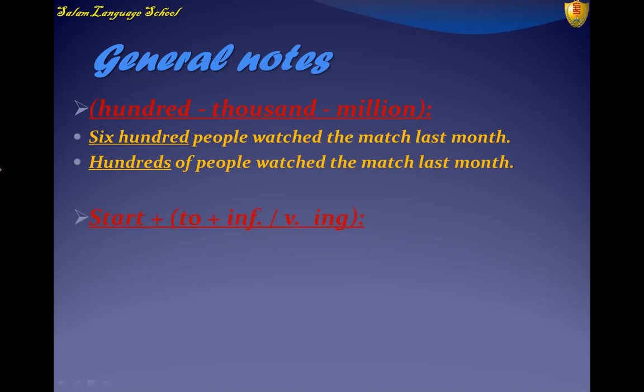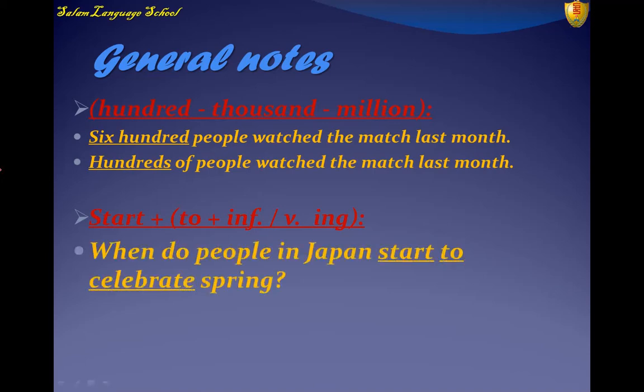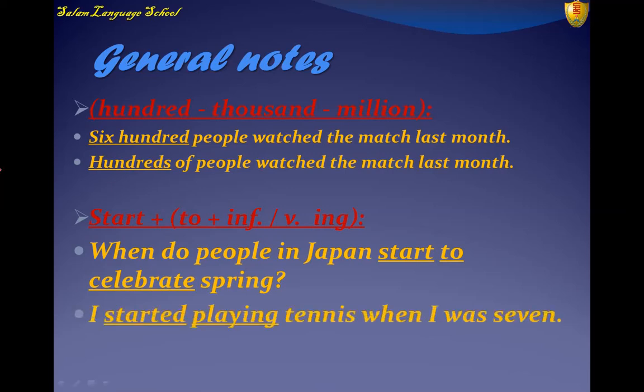Number two, start. The verb start can be followed by to infinitive or a gerund, verb ing. Like the first example here, when do people in Japan start to celebrate spring? Start to celebrate. Or like this example, I started playing tennis when I was 7. Started playing.